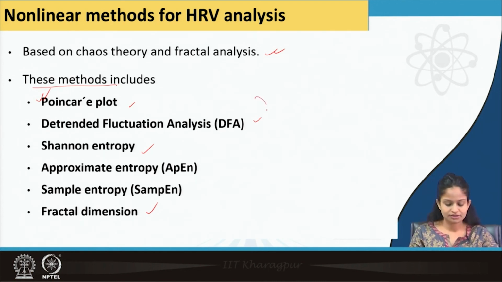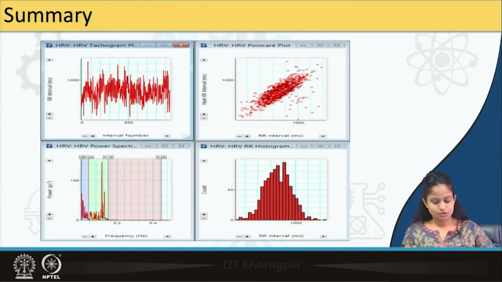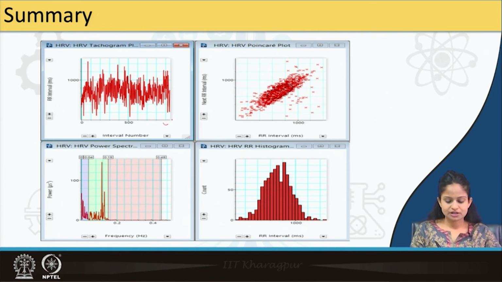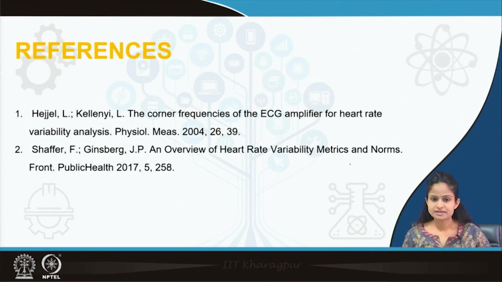Shannon entropy, fractal dimensions and other entropies are usually computed with the help of convolutional neural networks and support vector machines, which are part of artificial intelligence. That is why nonlinear analysis is mainly for studying complexity. In this summary we could see the HRV tachogram, the Poincare plot analysis, which we will discuss later, the power spectral analysis, and the geometrical analysis from the histograms. So, these are the references. Thank you.